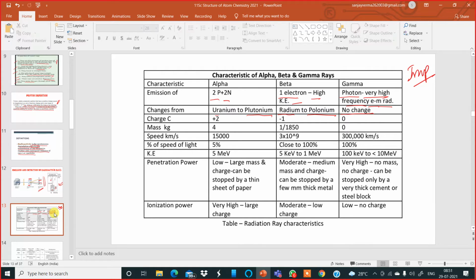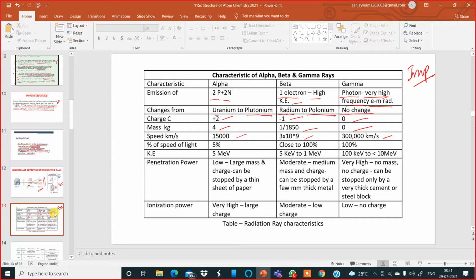Charges: alpha particle is plus 2, a doubly charged helium nucleus, beta particle is minus 1, and gamma particle is 0. Mass: alpha particle relatively is 4, beta is 1 by 1850, and gamma particles have no mass. Speed in kilometers per second: just imagine, very high speed, 15,000 kilometers in 1 second. This is much higher, 3 into 10 power 5 kilometers in 1 second, which is 3 lakh kilometers in 1 second. You can see the relative speeds over here.